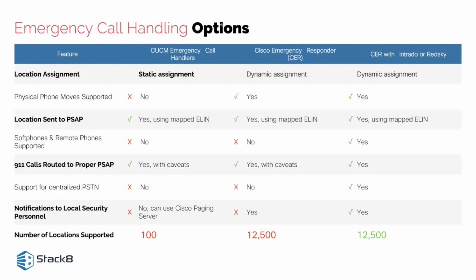So that's really the way, if you have a complex architecture, you have remote workers, which is pretty much the case for every organization these days. If you have centralized PSTN as well, if you have many locations, the combination of Cisco Emergency Responder and Intrado or Red Sky is really the way to go. That's what gives you the broadest support for every single use case, and with this, you're fully compliant with both Kari's Law and Ray Baum's Act.